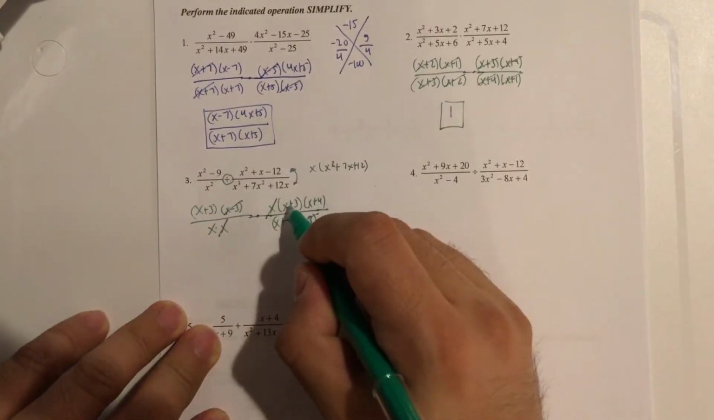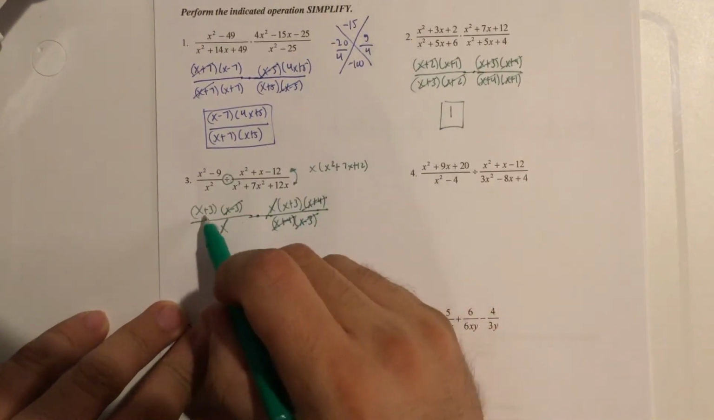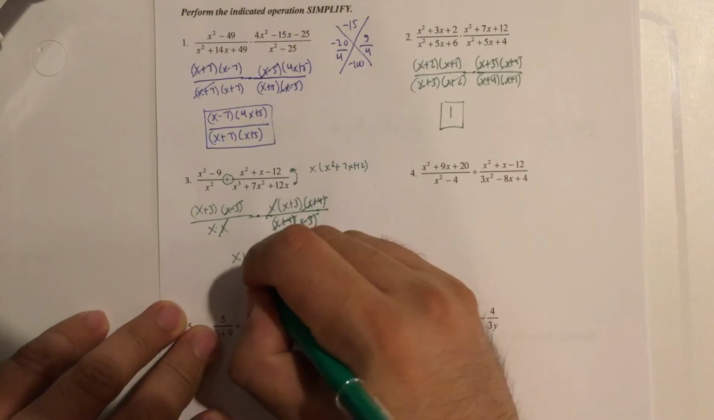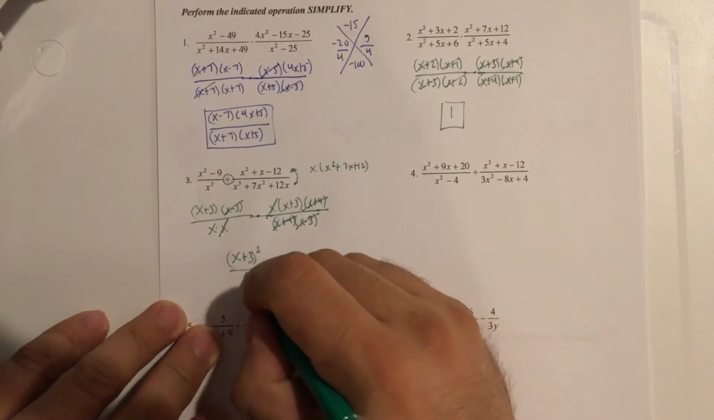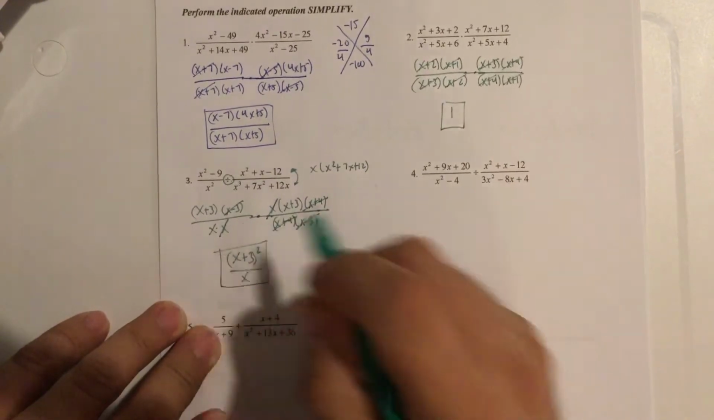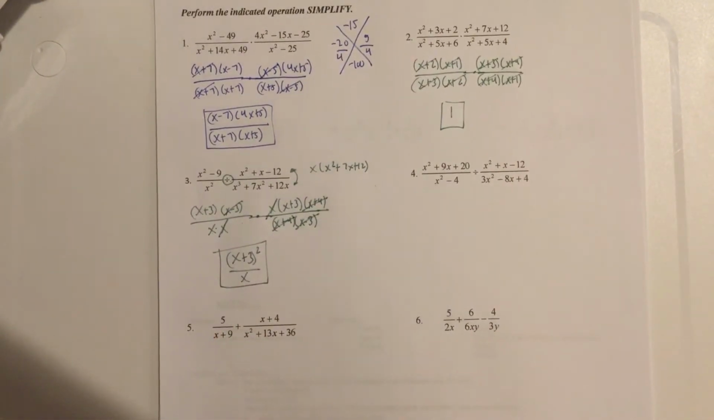I can also, x plus 3 is not on the bottom. X plus 4 I can cross out. So on the top we have x plus 3 times x plus 3, or we can write x plus 3 squared. And all we have left on the bottom is a single x, so this is my simplified answer. X plus 3 squared divided by x.